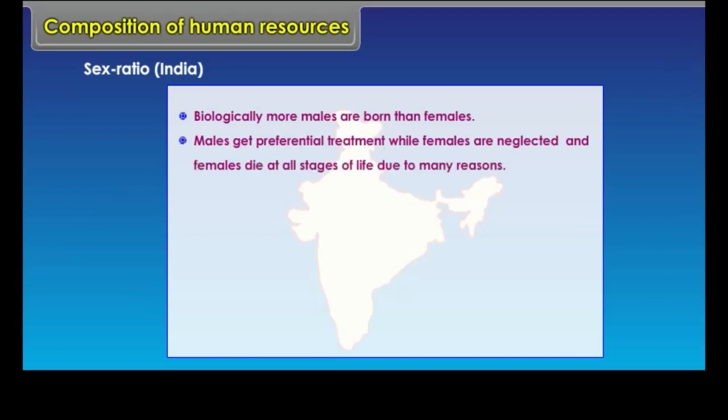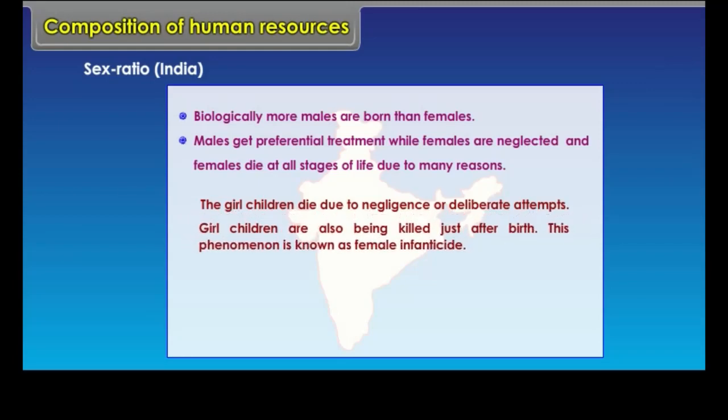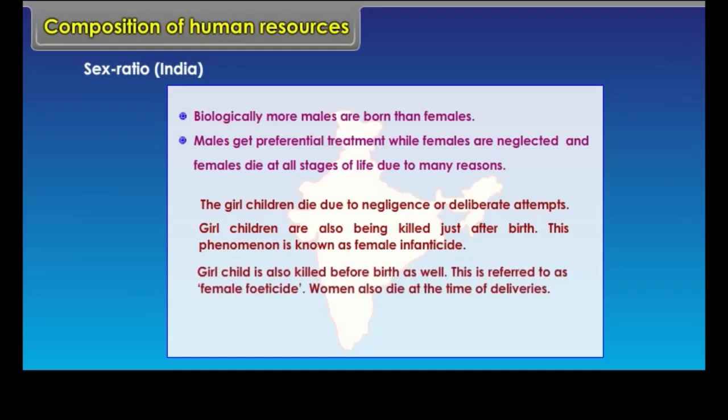The girl children die due to negligence or deliberate attempts. Girl children are also being killed just after birth. This phenomenon is known as female infanticide. Girl child is also killed before birth as well. This is referred to as female feticide. Women also die at the time of deliveries.